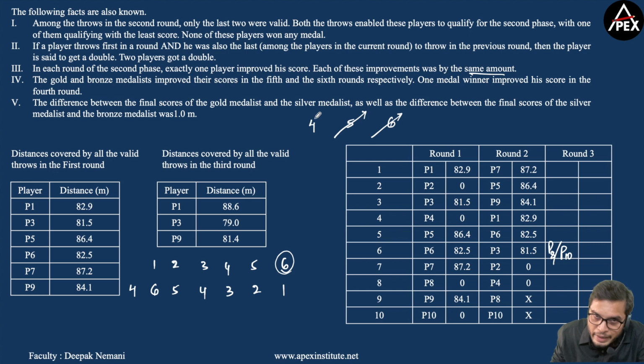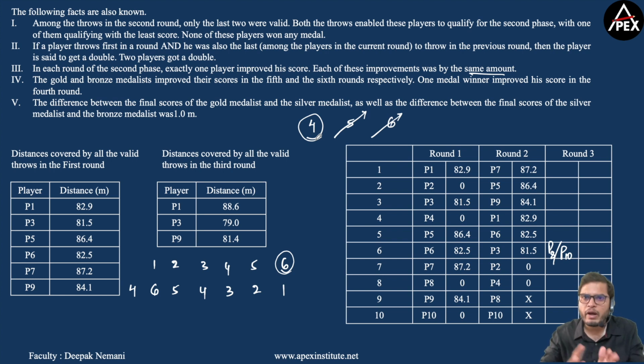Okay, so this need not be the silver medalist. Because when I was attempting this question for the first time, I had considered the person who had improved his score in 4th round as silver medalist. No, but at the end, I did not get a definite possibility satisfying all the statements. Right? Then I get back to each and every statement. Then I realized that I had made a mistake here.